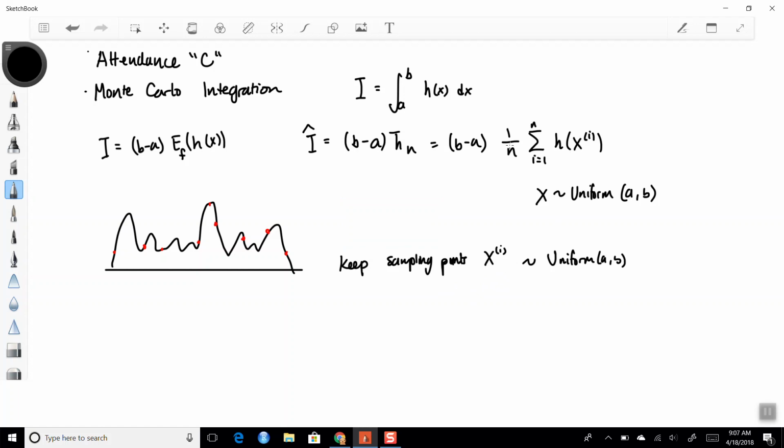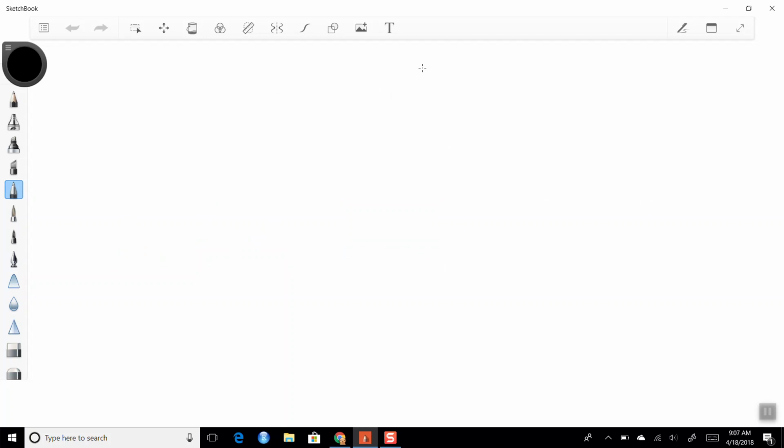One issue, though, is that it requires you to have a closed interval. You can only do it on a closed space. If you have an open interval, this is not going to work, because if one of these limits is infinite, it's not possible to draw uniform samples on an infinite interval. So what can we do next? Let's take a look.